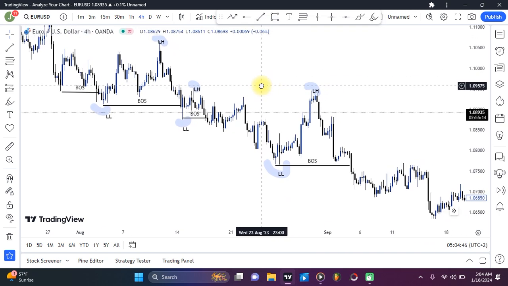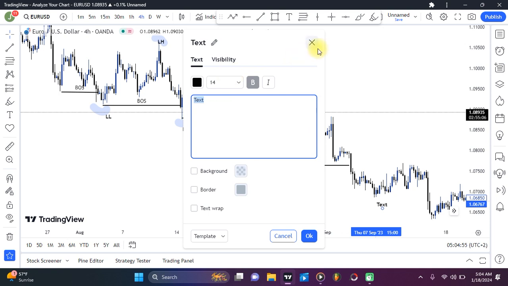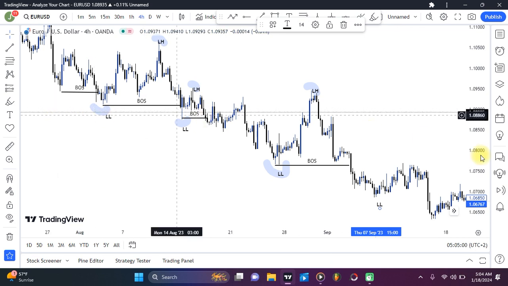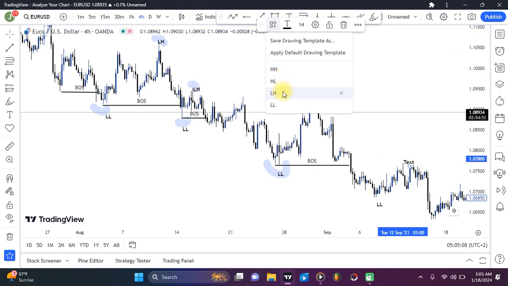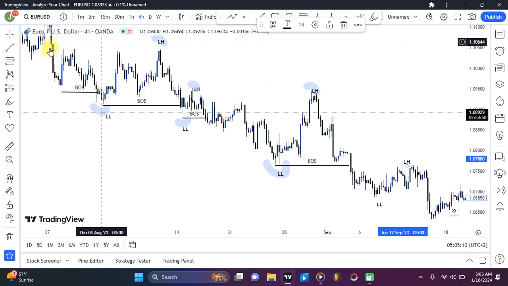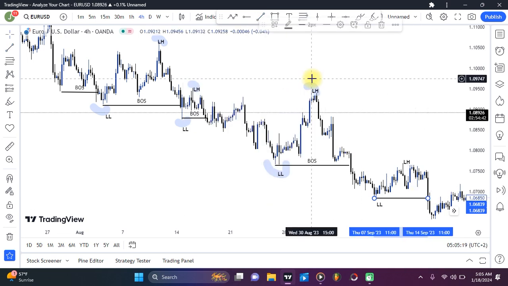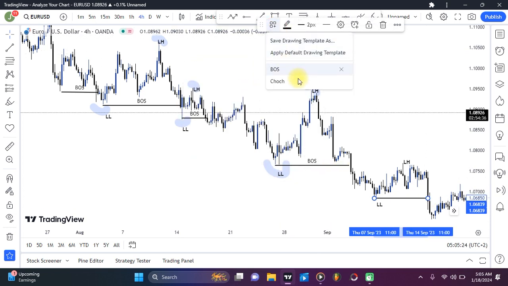And if the market continues, as you can see here, we have what? We have a lower low. Here's another lower low, and then this over here would be a lower high. This over here would be a lower high, and this would be our breakout of structure. Let me label that. That would be our breakout of structure.